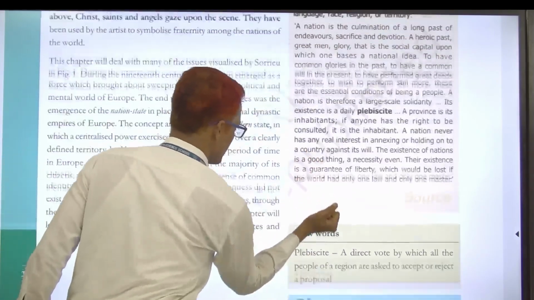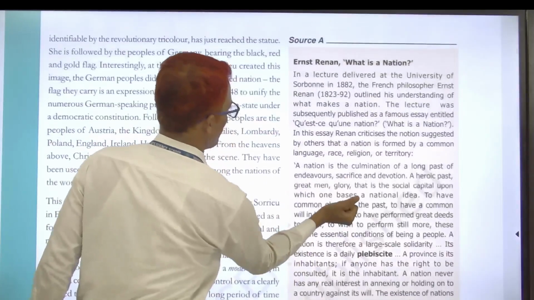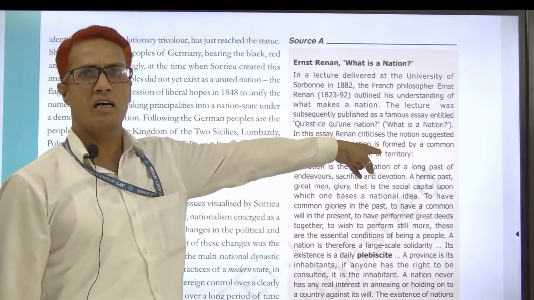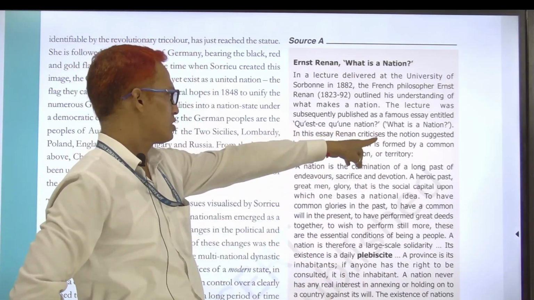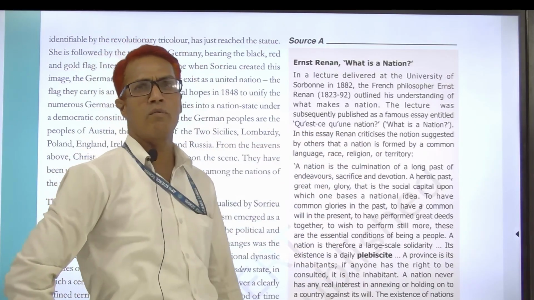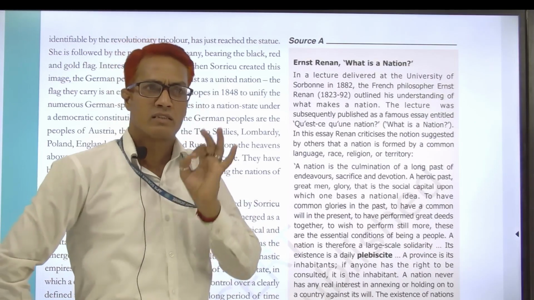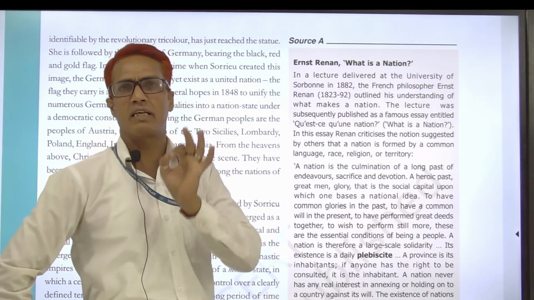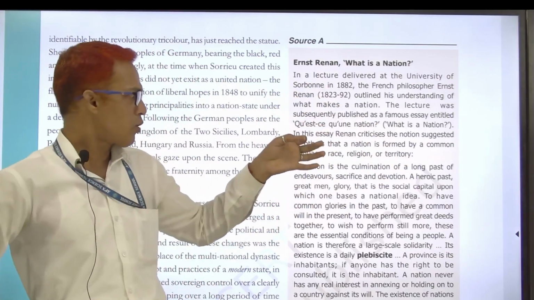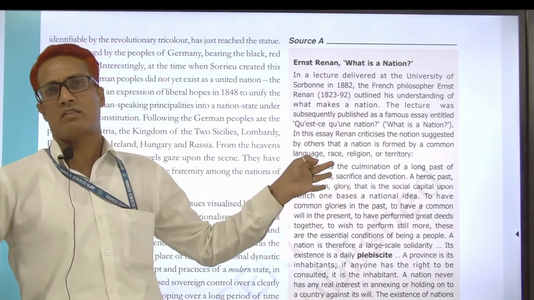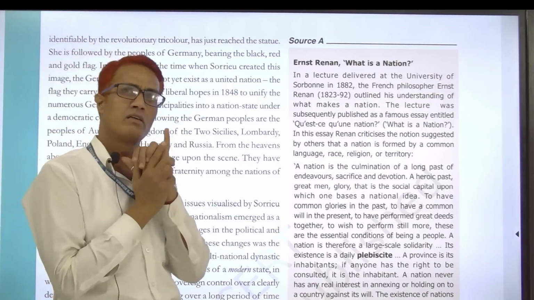Now the second theory about nation state is already given in this box, Source A. You can see here, a nation is formed by a common language. The second definition of nation state given here is that a nation is formed by a common language. First point, common language.